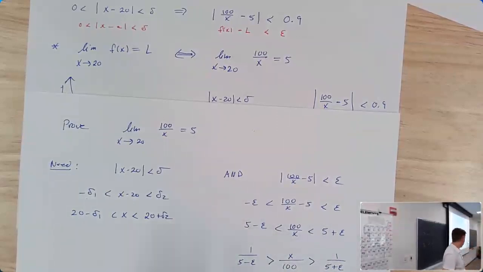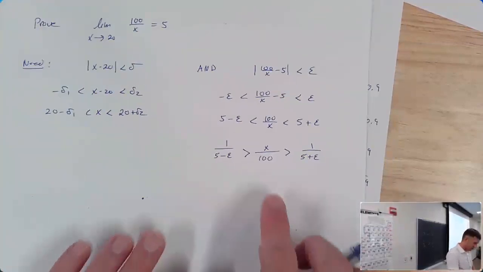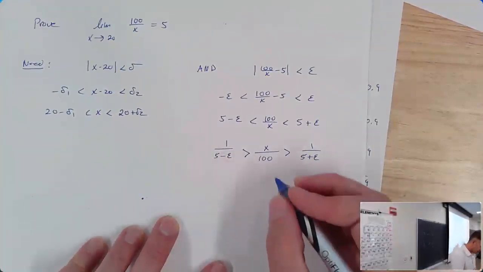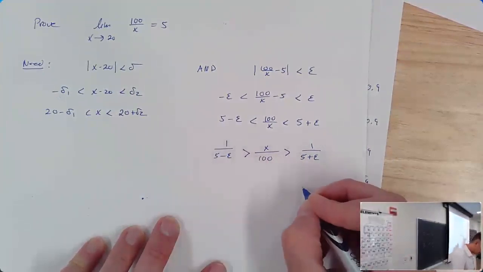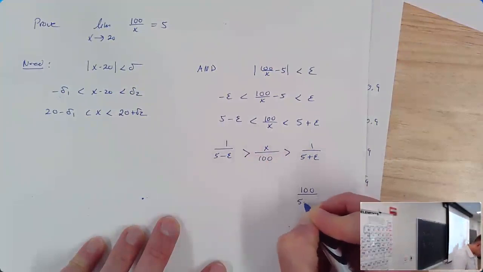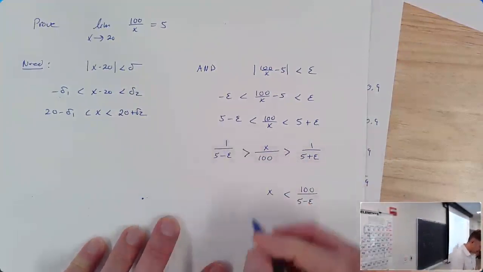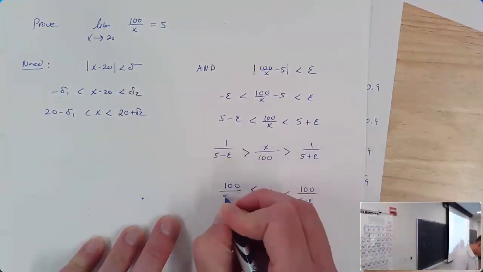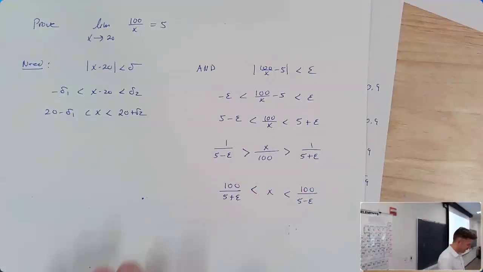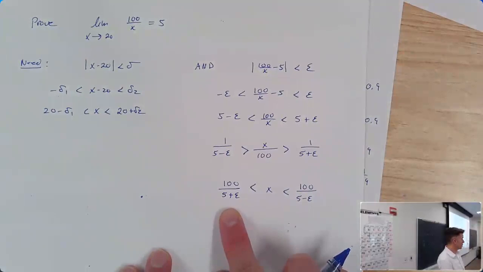If you don't love writing in that direction, change it. We can totally write this thing on the right, this thing on the left. So I'm going to multiply everything by 100. So it's going to be 100 over 5 minus epsilon. And let's write it over here. So x is less than 100 over 5 minus epsilon and bigger than 100 over 5 plus epsilon. Which makes sense because x should definitely be bigger than the smaller thing, and the smaller thing has a larger denominator, right? The bigger the denominator, the smaller the fraction.